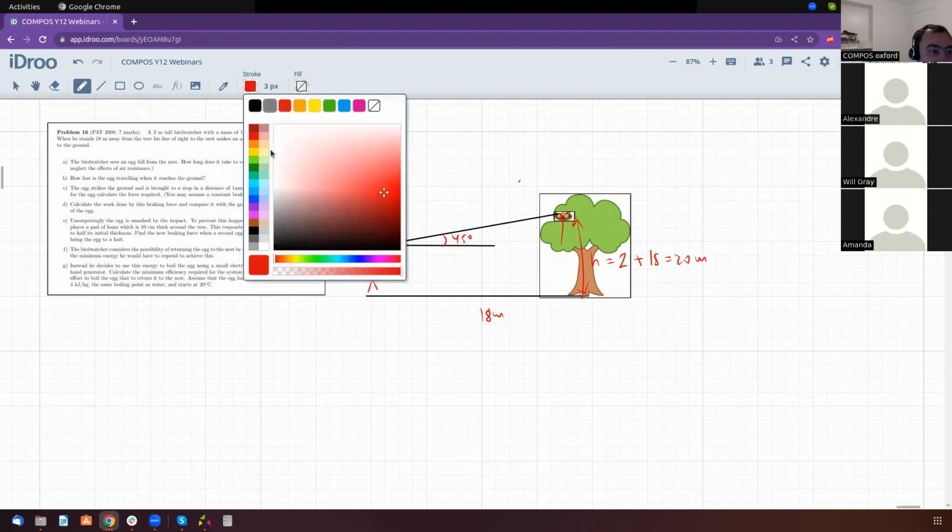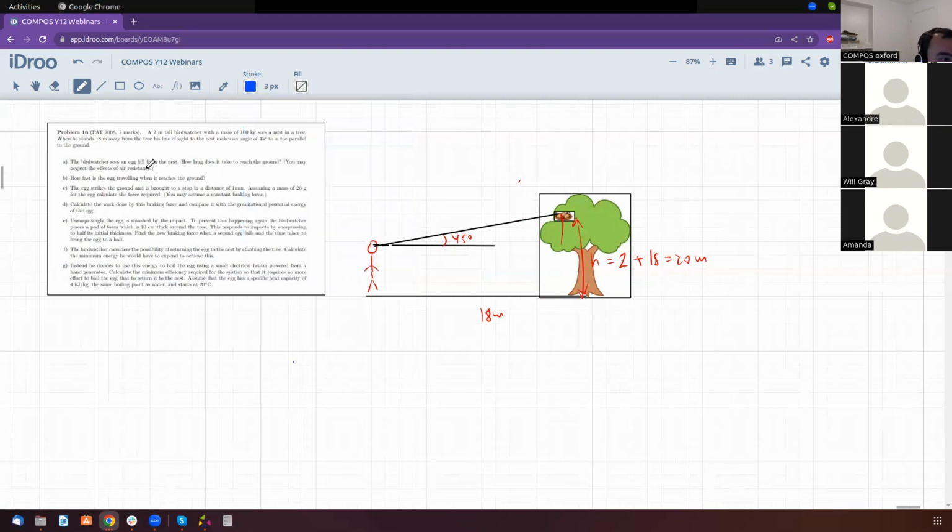Then we can say how long does it take to reach the ground? Well, it's SUVAT. So S is equal to 1/2 AT squared, or GT squared. So T is equal to the square root of 2S divided by G. So that's 40 divided by 10, so that is 2 seconds. So the answer is 2 seconds.